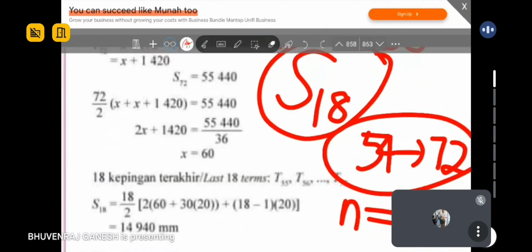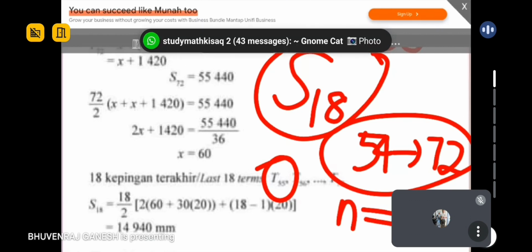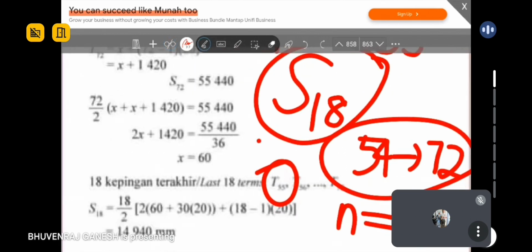Okay, over here, they directly find the last 18 terms. Okay, that means they find this value, T55, first. Mereka cari nilai itu sebagai nilai A. And the common difference is 20. Still 20. Okay, can you all get it? Method ni lebih pantas, tapi kamu kena tahu nilai A adalah sebutan ke-55.